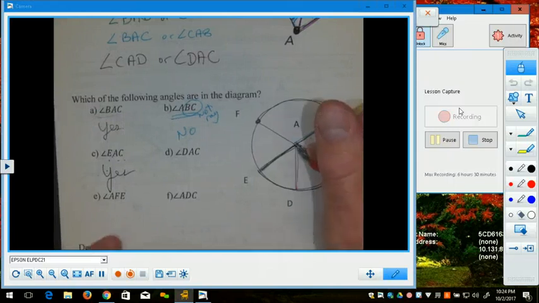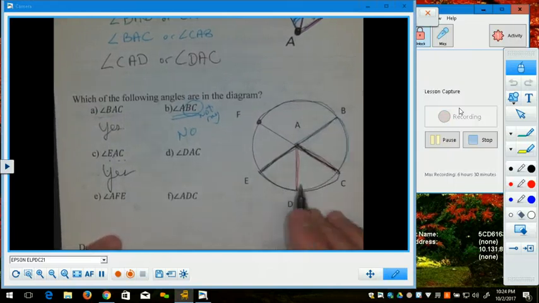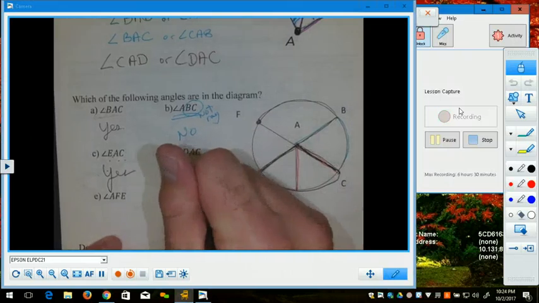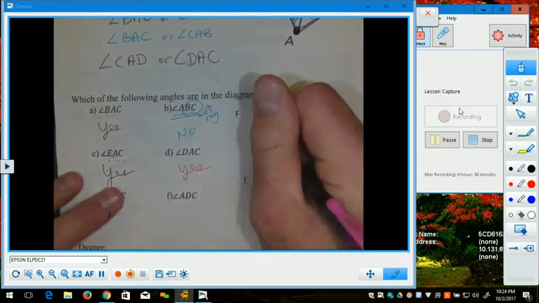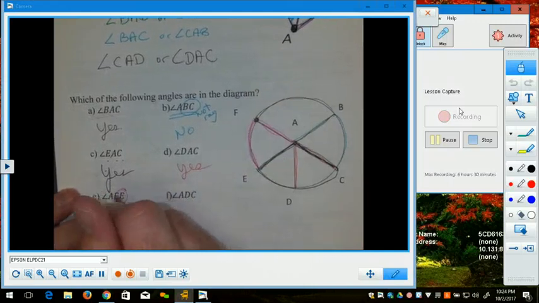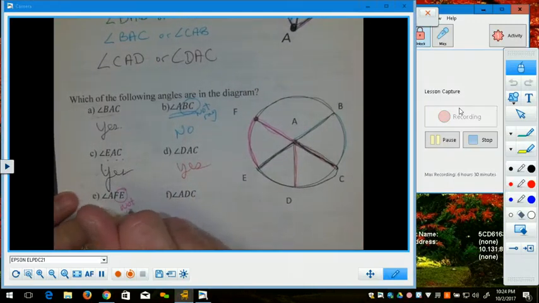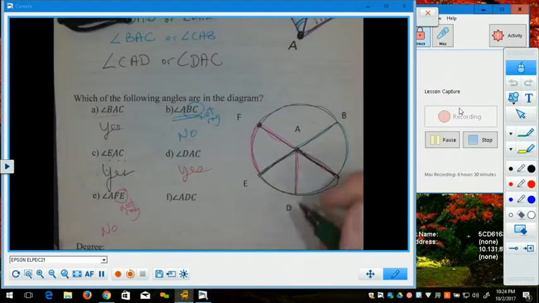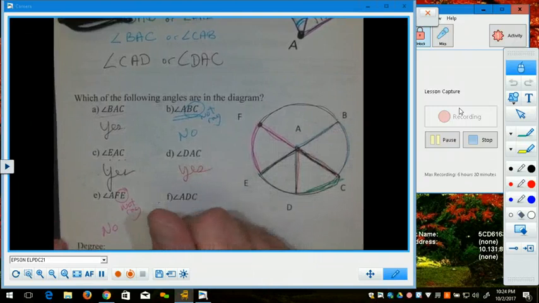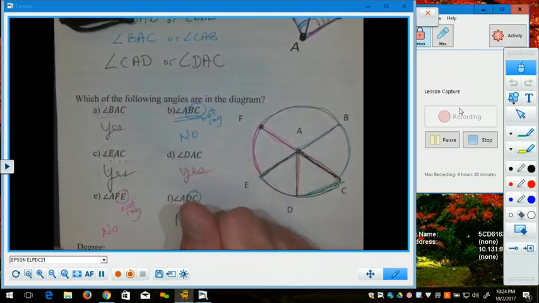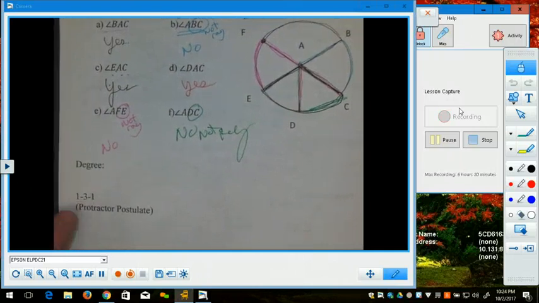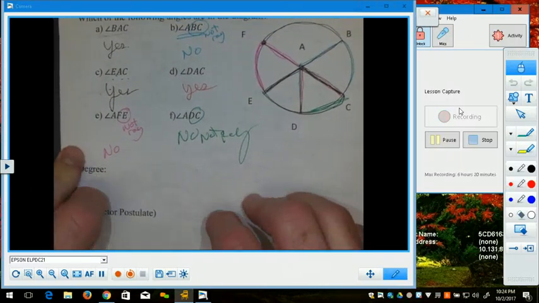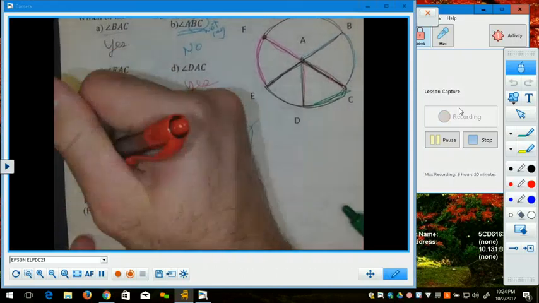DAC, that again is 2 straight lines, 2 rays, so this is yes. AFE. Unfortunately, FE is not a ray, so this is no. And then ADC is also no because DC is not a ray. We'll be talking about the degree and protractor postulate in the next video clip.